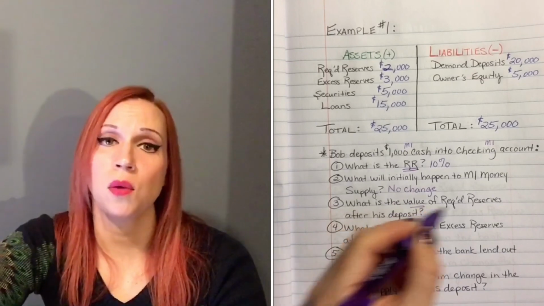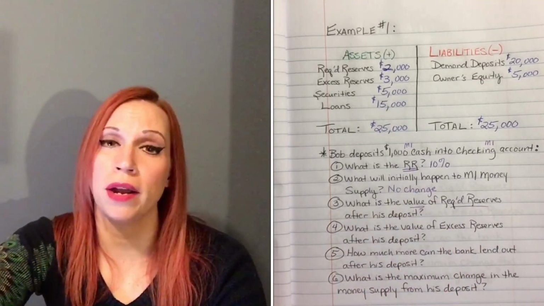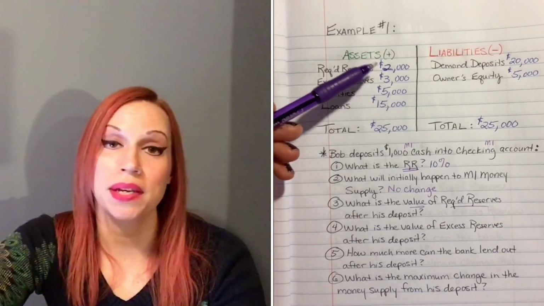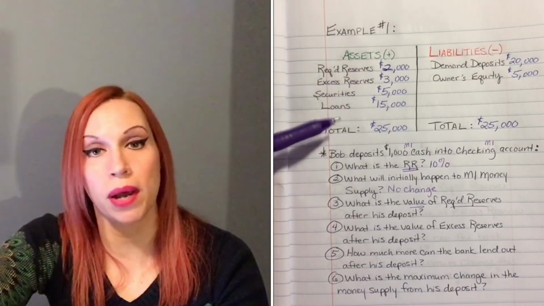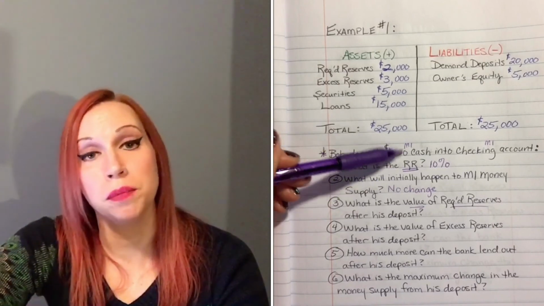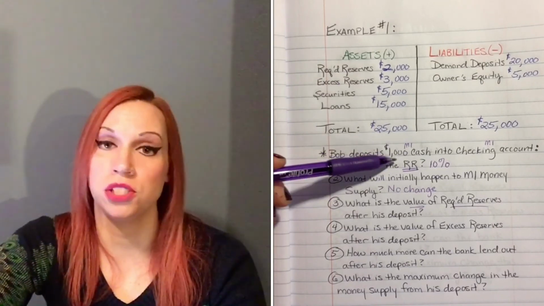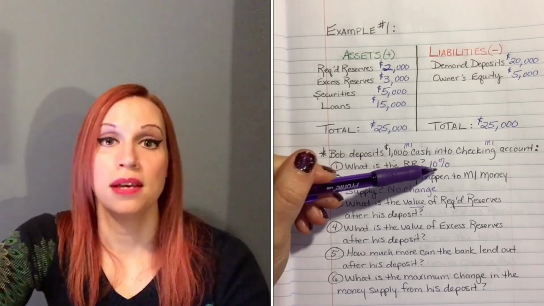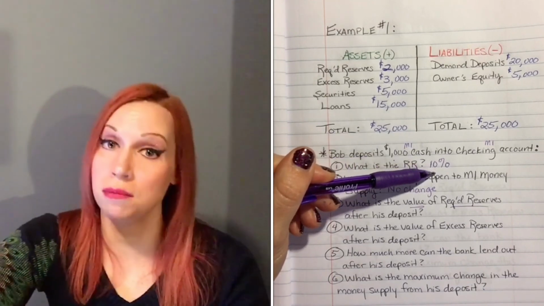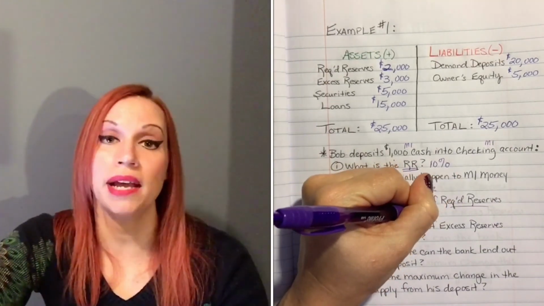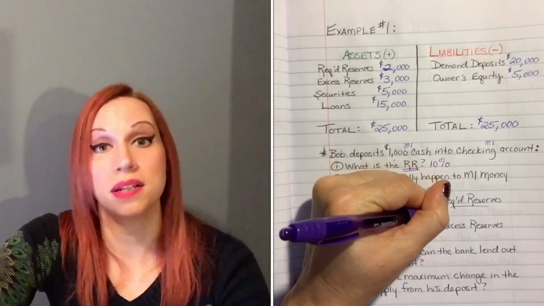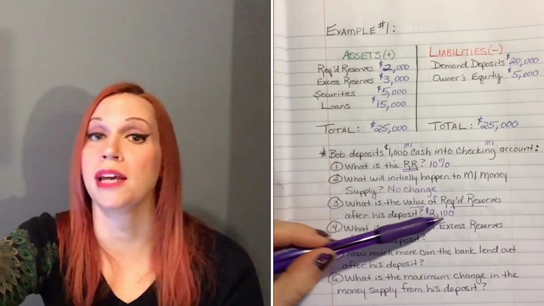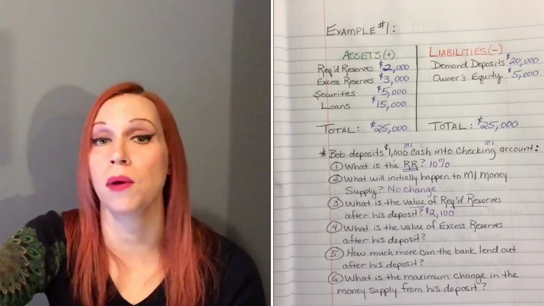Now, number 3 says, what is going to be the value of required reserves after he makes his deposit? Right now, it's sitting at $2,000 for required reserves. Well, he's about to put $1,000 into his checking account. When he does, the bank has to hang on to 10%, or $100, and then they can loan out the other $900. So when Bob puts his $1,000 in his checking account, that's going to be an extra $100 that's going to go towards our required reserves.